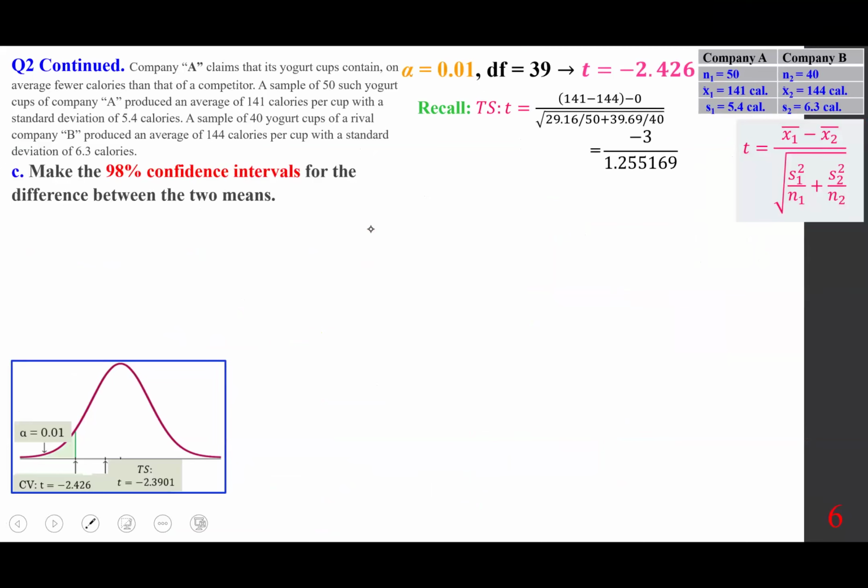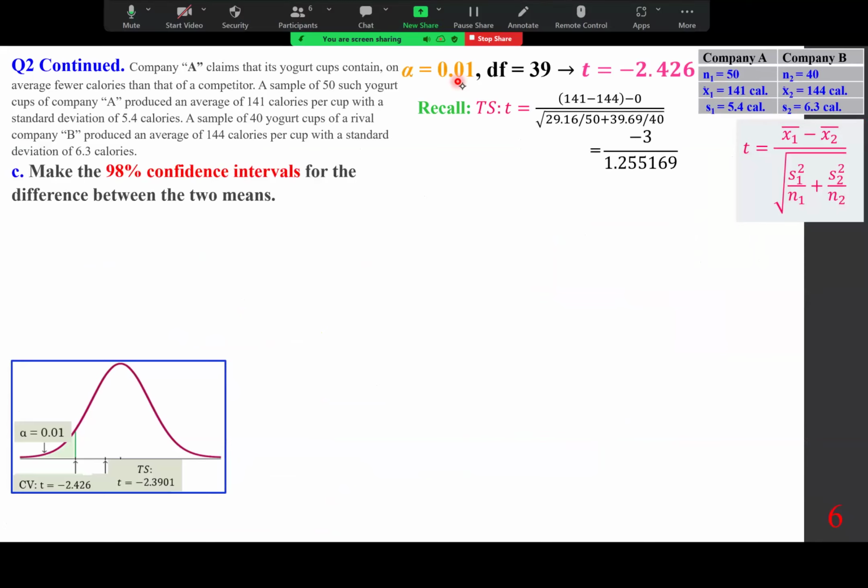All right, we continue with the same question. We want to make a 98% confidence interval. Now, remember, alpha is 0.01. It's a one-tail test. It doesn't matter whether it's a left tail test or right tail test. For a confidence interval, remember, if you have 0.01 on the left, you have 0.01 on the right, and then 98% in between. So alpha 0.01 for a one-tail test corresponds to a 98% confidence interval. Left or right makes no difference.